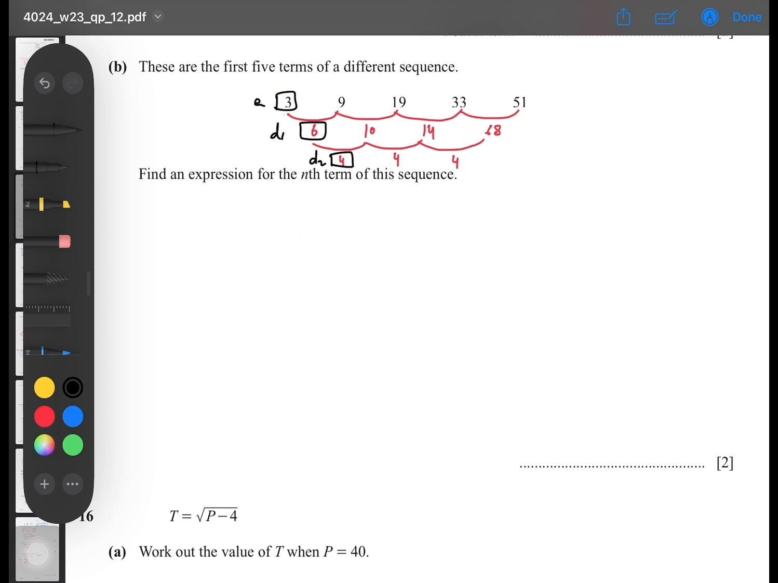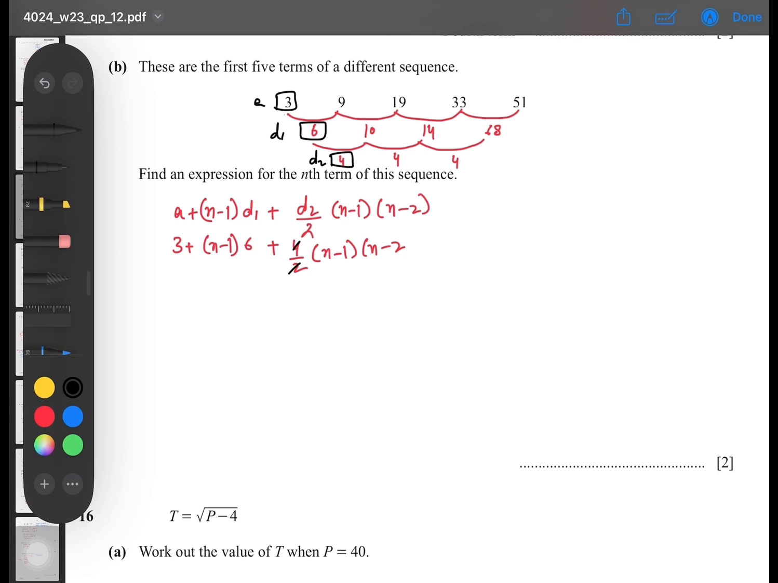So I will apply the formula for the quadratic sequence, that is A plus n minus 1 times d1 plus d2 over 2 multiplied by n minus 1 times n minus 2. So I'm just going to plug in the values: A is 3, plus n minus 1 times the first difference, 6, plus the second difference 4 over 2 times n minus 1 times n minus 2. So this will cancel out, so 2 will be left.